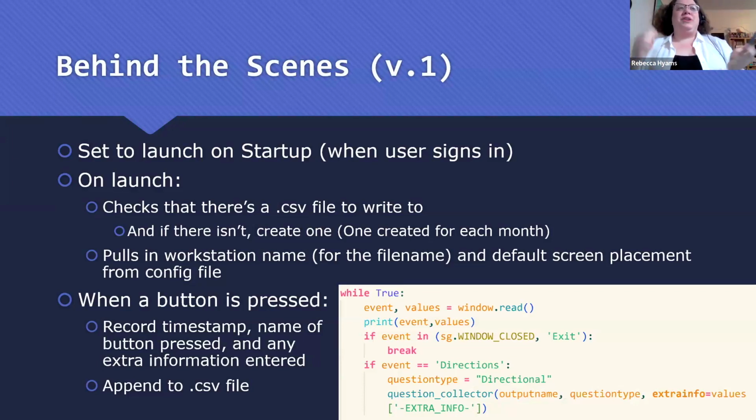And then in the original version, when you launched it, it actually checked if there was a CSV file in the folder that the program lived in that matched, like the file name had the month and year in it, and it was looking if that month and year file was there. And if not, it was creating one. So I was having one for each month with the name of the computer so I could keep track of which of the files I had.